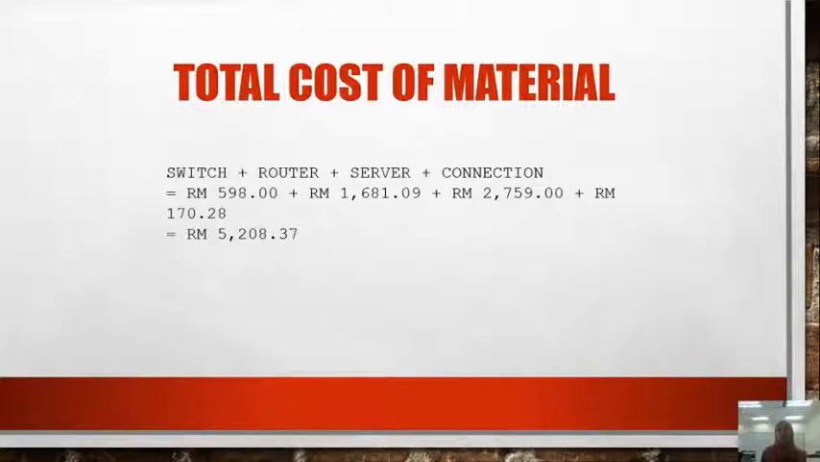So the total cost of material we have used for the switch, router, server and connection, when we add 598 ringgit, 1,681 ringgit and 9 cents, 2,759 ringgit and 170 ringgit 28 cents, is 5,208 ringgit and 37 cents. Thank you.